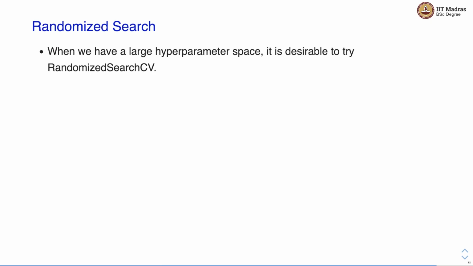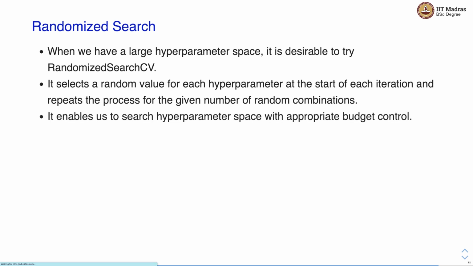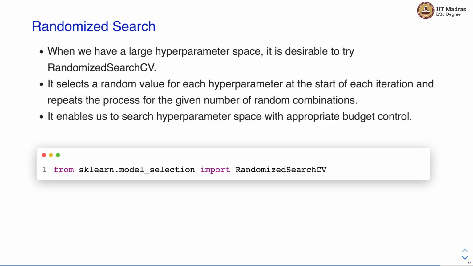The second option that is provided by the sklearn package is randomized search. When we have a large parameter space, grid search CV can be inefficient. In that case, it is desirable to try the RandomizedSearchCV class. It selects a random value for each hyperparameter at the start of each iteration, and then repeats the process for the given number of random combinations. It enables us to search the hyperparameter space with appropriate budget control. So we can import the RandomizedSearchCV class from model_selection.